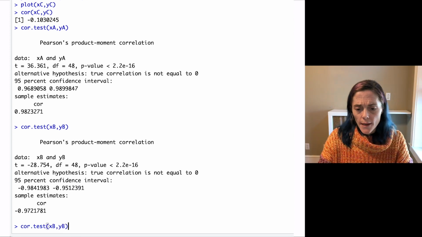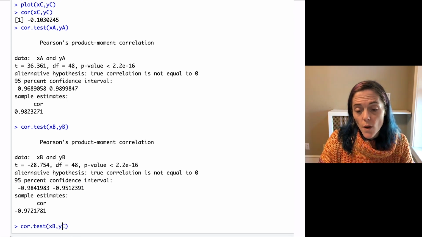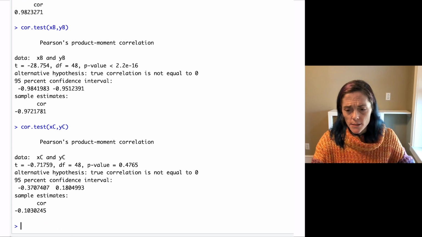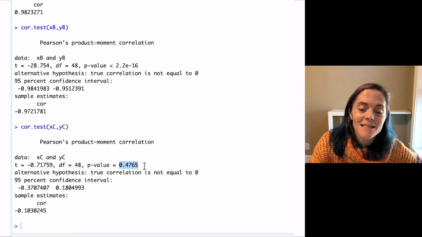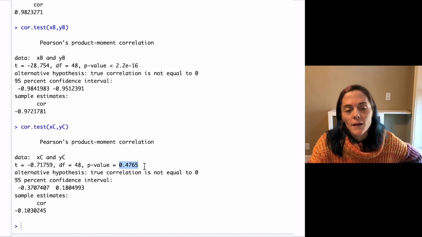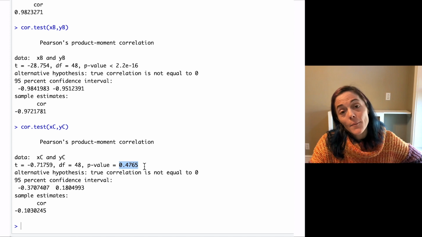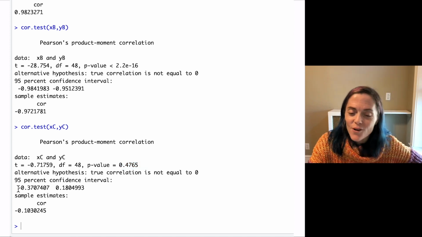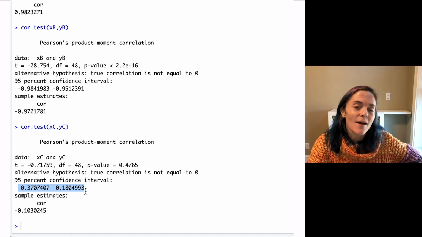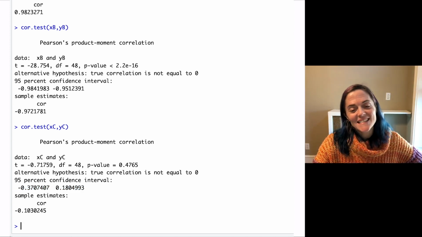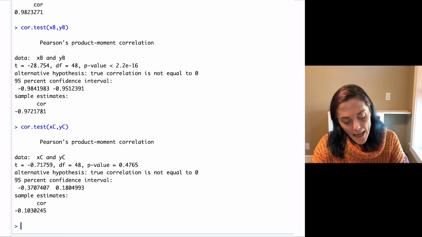Okay, last one. This was the one where I took two different independent random samples from two different normal distributions. You notice this is not a statistically significant test. We would fail to reject the null. We can't say that the population correlation coefficient is non-zero. Moreover, you notice 0 is in this 95% confidence interval. Okay, fantastic. Let's go back to my iPad.